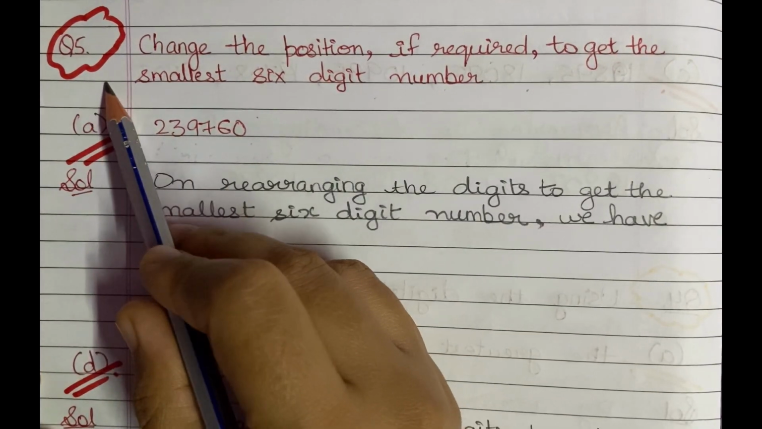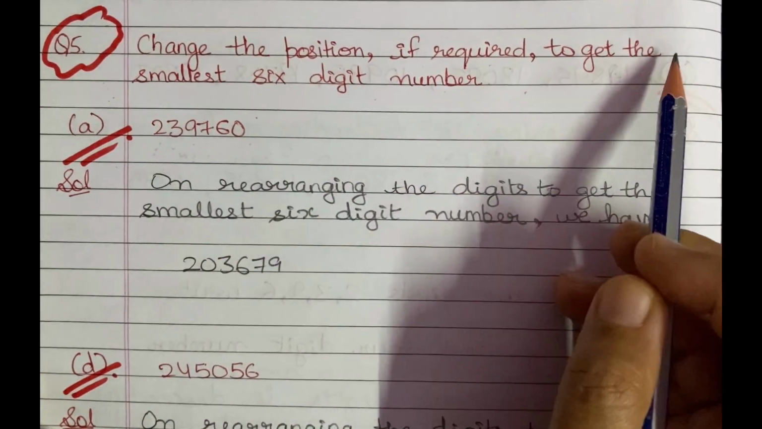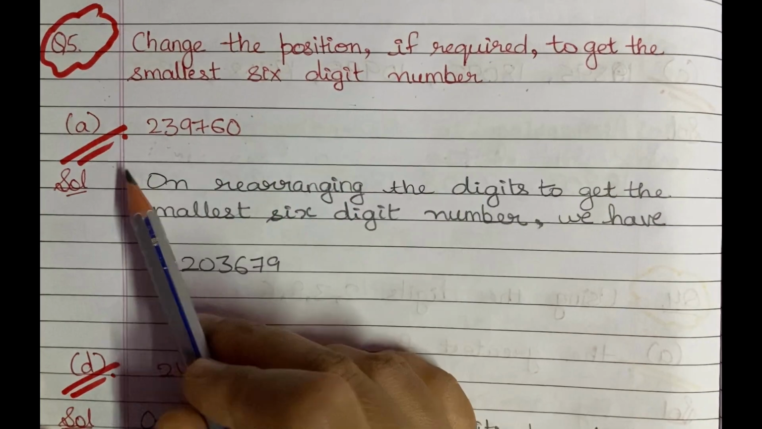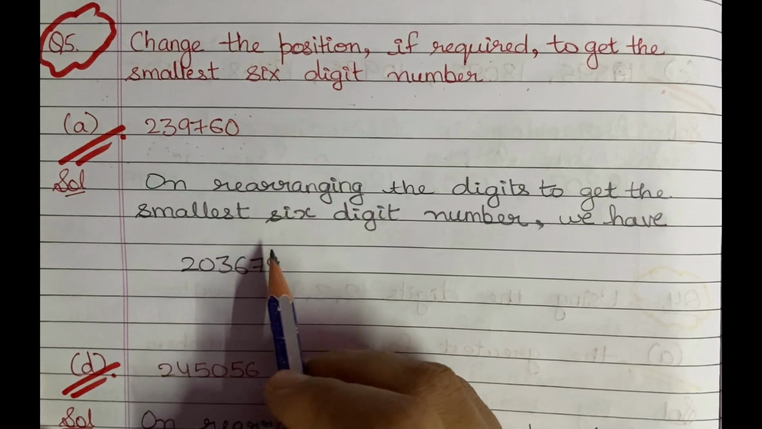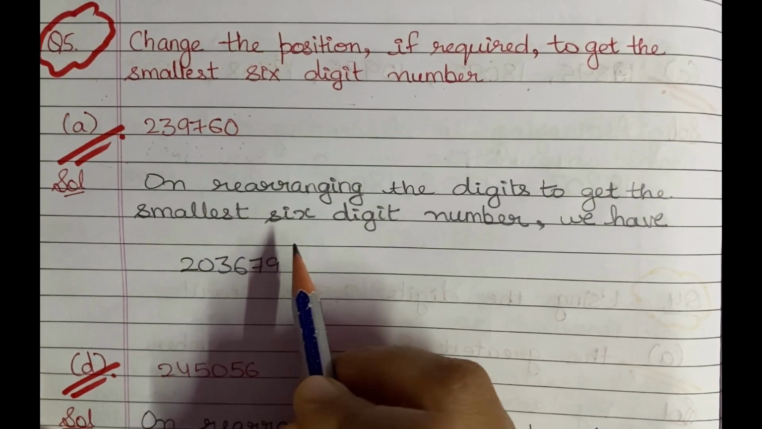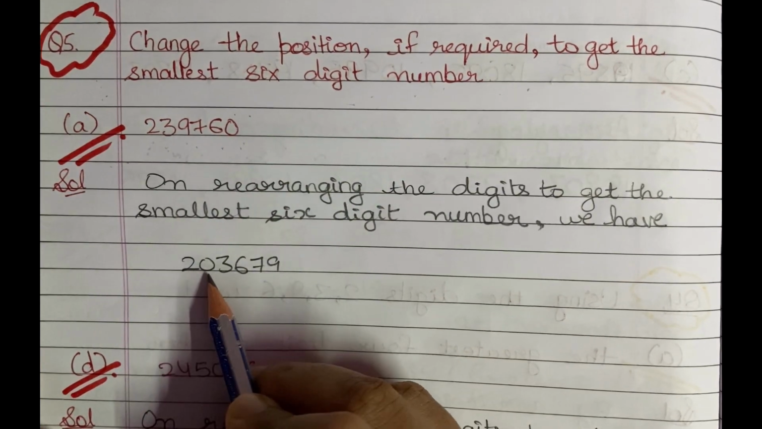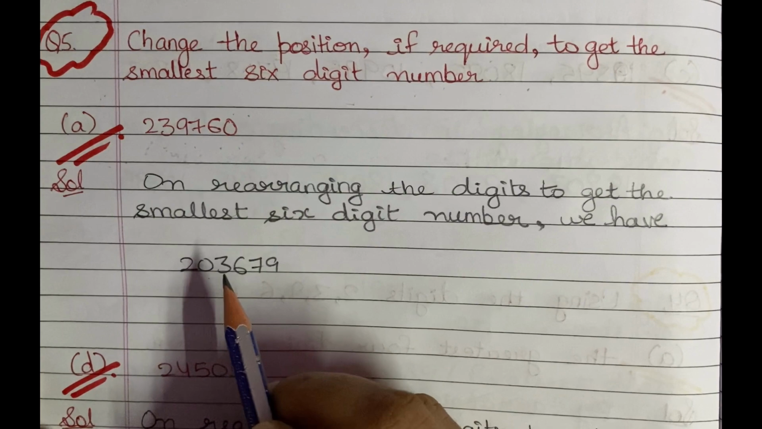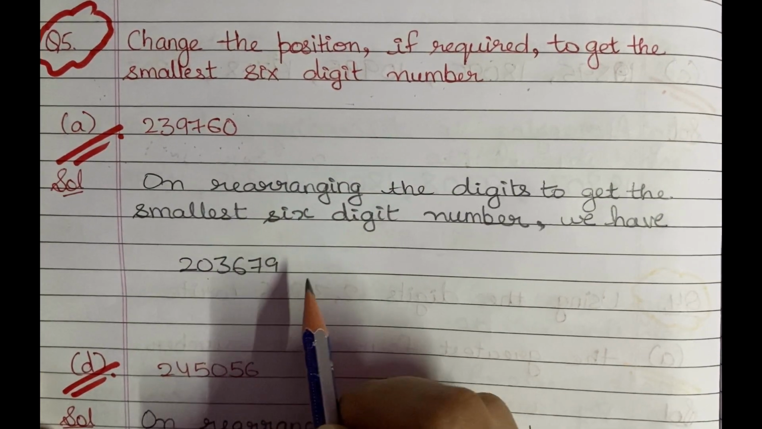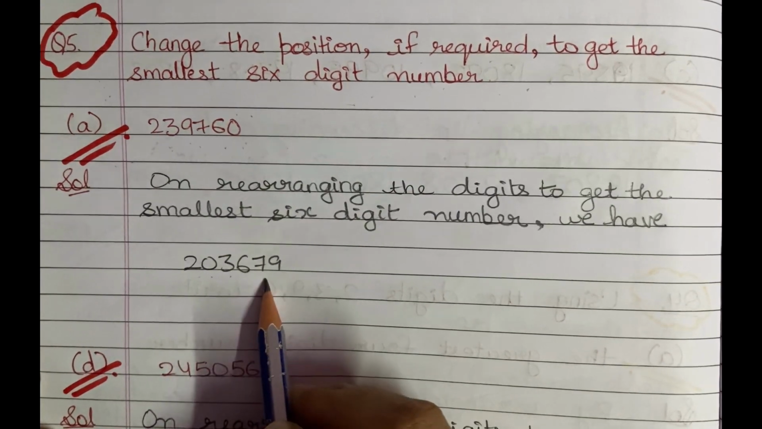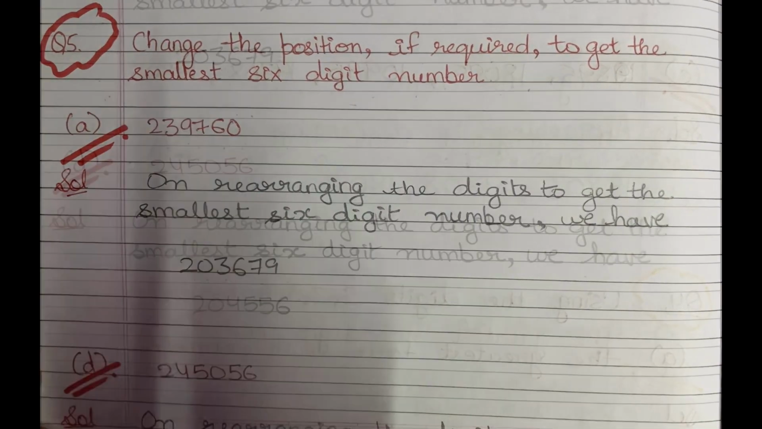Next is question number 5, and question number 5 says that change the position if required to get the smallest 6-digit number, and A part says that 2,39,760. So to write the smallest 6-digit number, we will write the smallest number 2 at the first place, then we will write 0, and then we will write the remaining digits in ascending order, and on doing so we will get 2,03,679 as an answer. Hopefully it is clear to you.